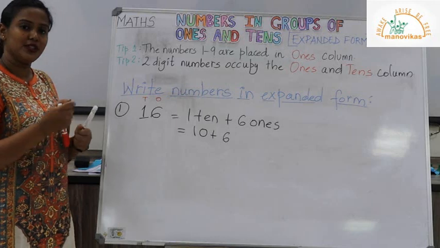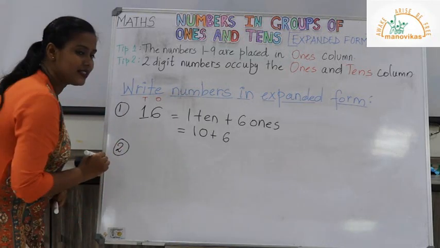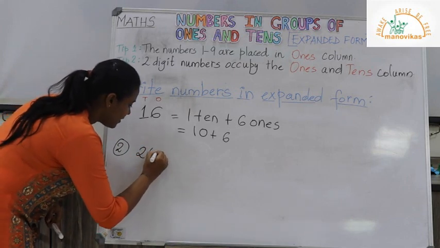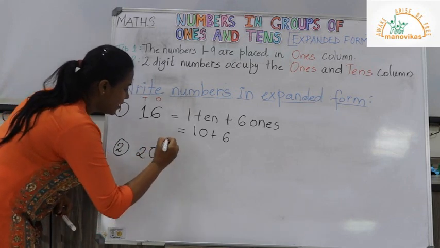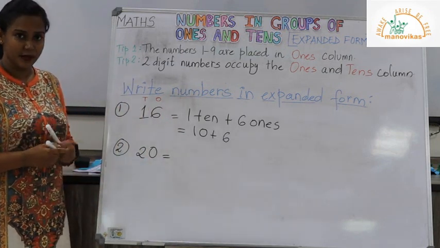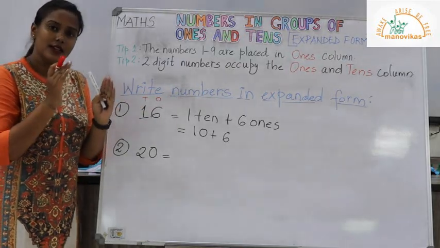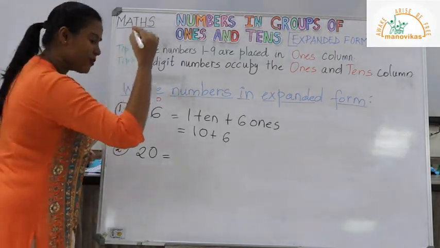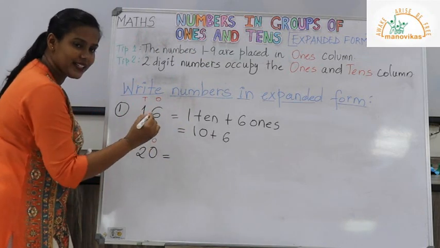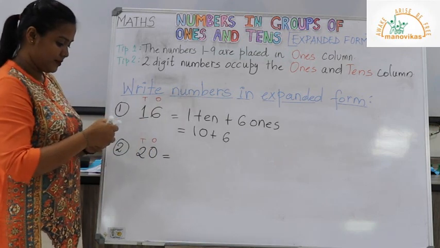So here what we can see is nothing but the expanded form of this number 16. Now let's move on to the second example. Let us take the number 20. Now once again this is a 2-digit number. So for a 2-digit number, again it occupies the ones place as well as the tens place. We start from the right hand side.